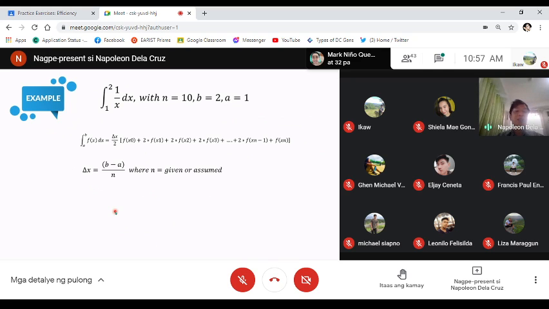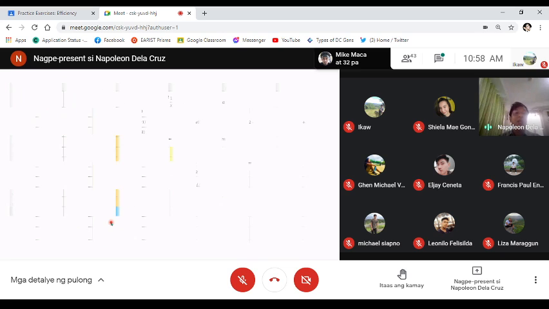Solve natin ang delta x. That will be b minus a over n: b is 2 minus a is 1, over 10, since n is given as 10. That is equal now to 0.10. Ayan ang 0.10. Ito, solve natin sa Excel. Punta tayo sa Excel ngayon.